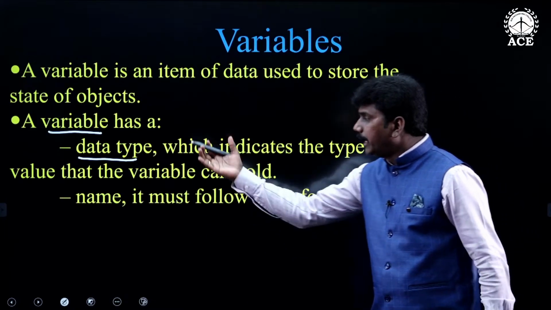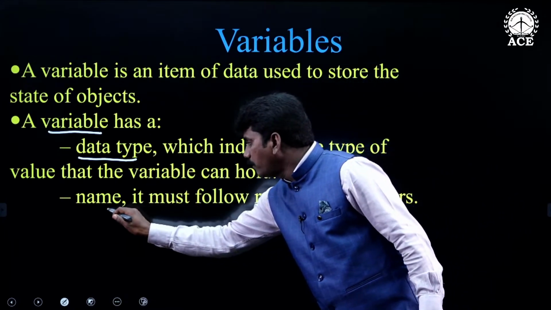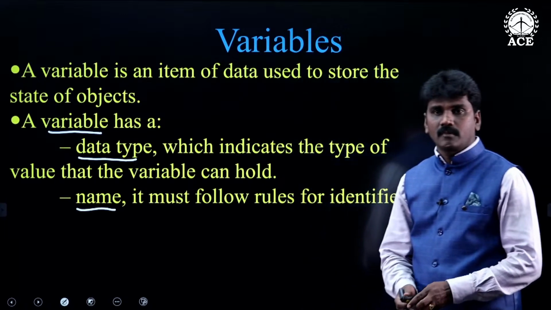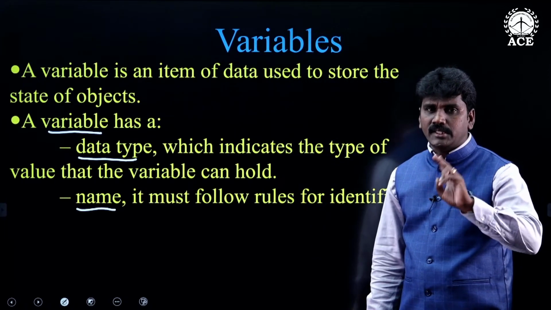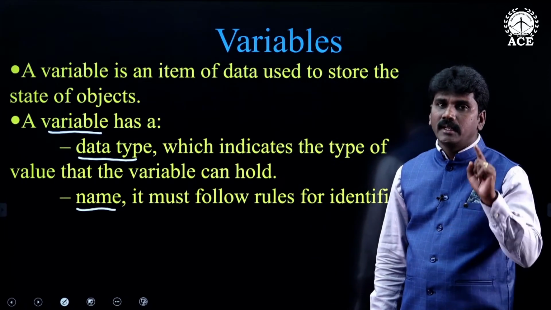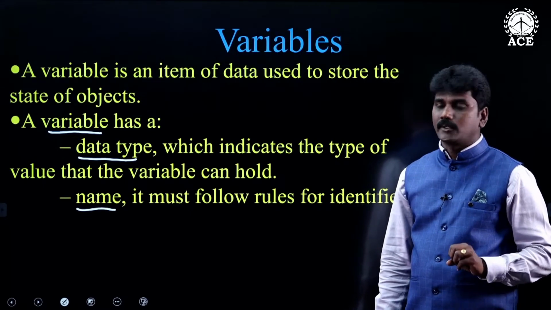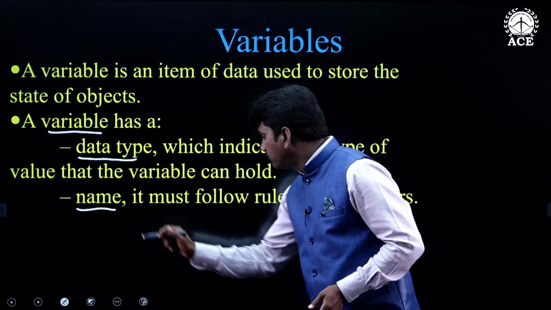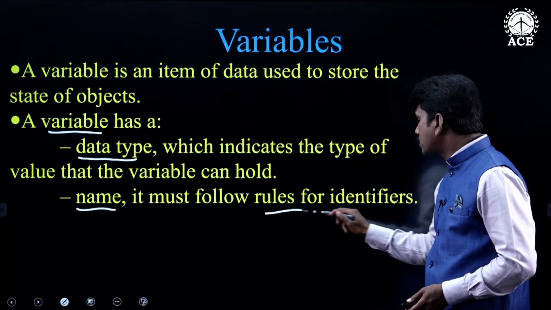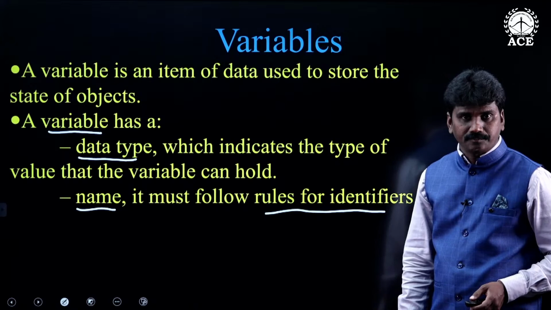Next one, each variable should have a name also. A variable should essentially contain two things: one is the data type and the second one is the name. Here also, while giving the name, it must follow the rules of identifiers.